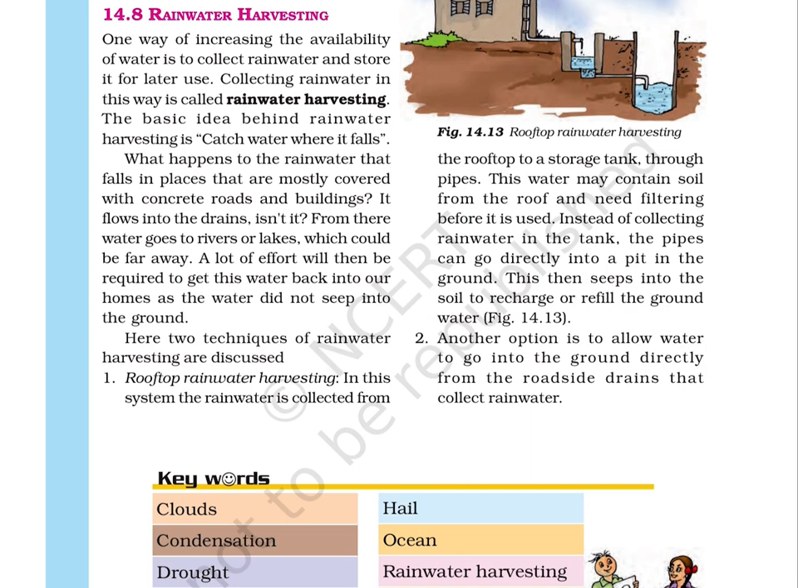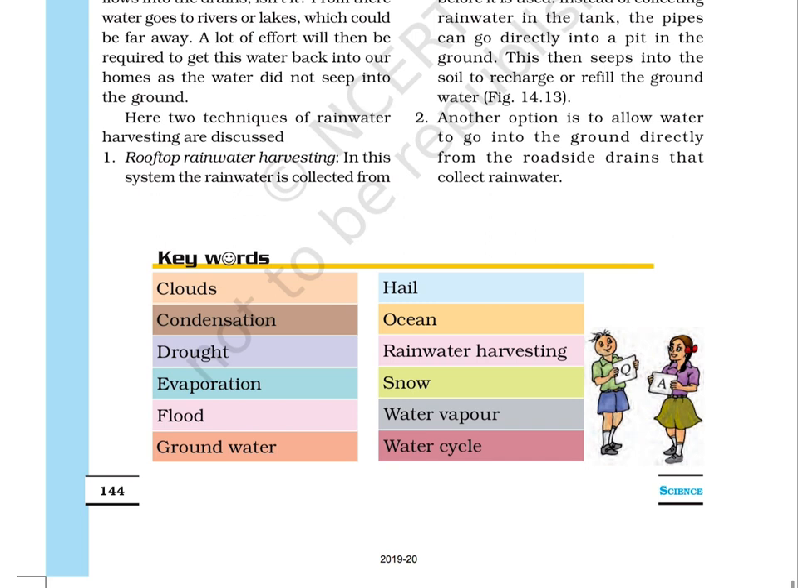Figure 14.13. 2. Another option is to allow water to go into the ground directly from the roadside drains that collect rainwater. Figure 14.13 shows rooftop rainwater harvesting. Keywords: clouds, condensation, drought, evaporation, flood, groundwater, hail, ocean, rainwater harvesting, snow, water vapor, water cycle.